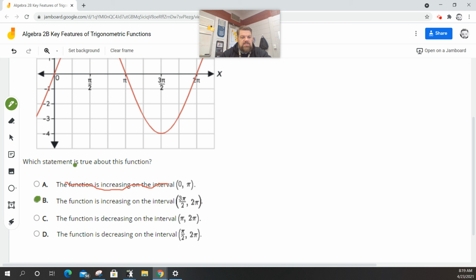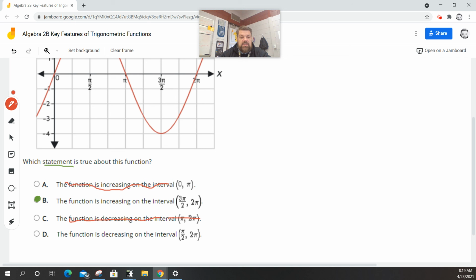And then I reread it. It says which statement, meaning only one statement is true. But let me double check the other statements, okay? So the next one says the function is decreasing from pi to 2 pi. It's decreasing here, decreasing, decreasing, decreasing, but from here to here, it's increasing. So that one is false.